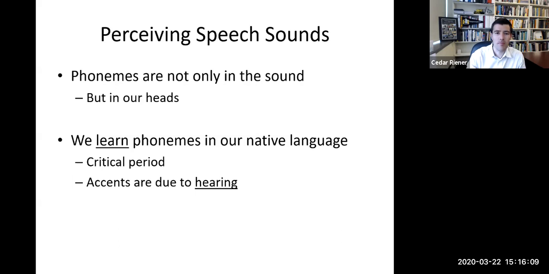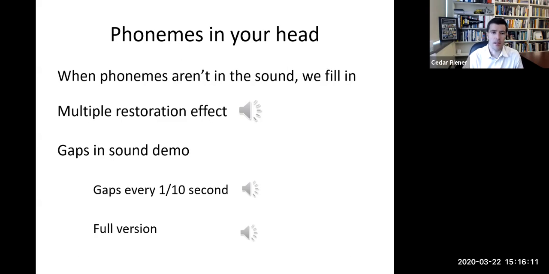Okay, so here we're going to give this a try. I've got some sounds here, and these are going to be examples of how the phonemes are, as I said, in your head. They're not always in the sound. You're going to get to experience how your mind fills in the phonemes even when they're not there.